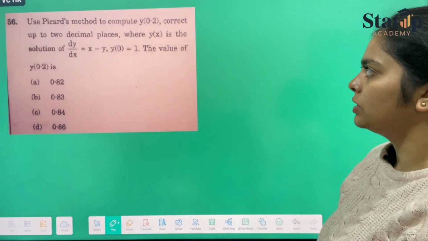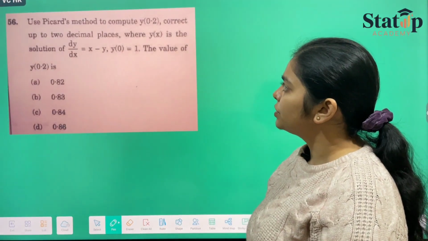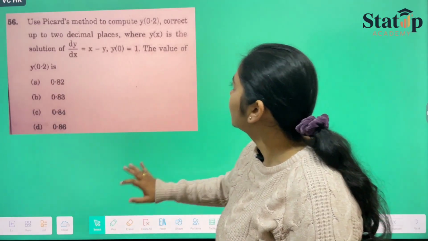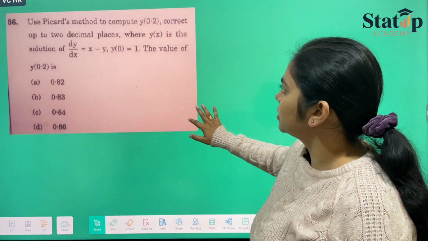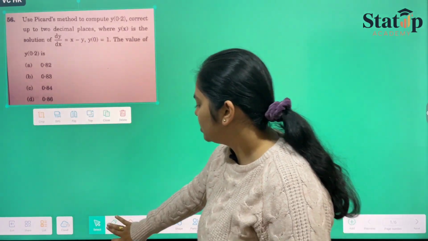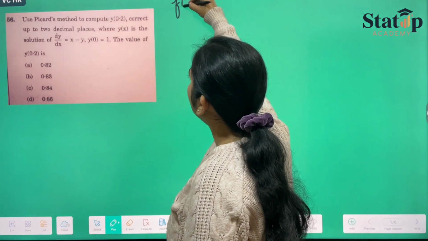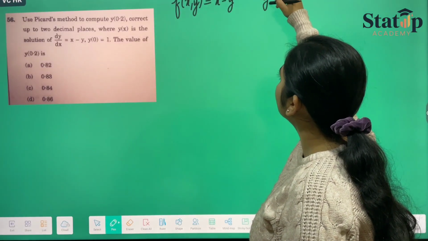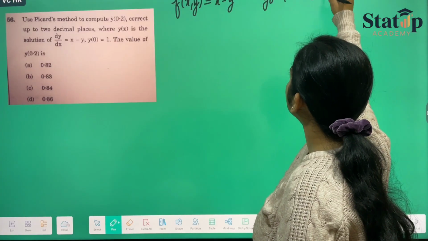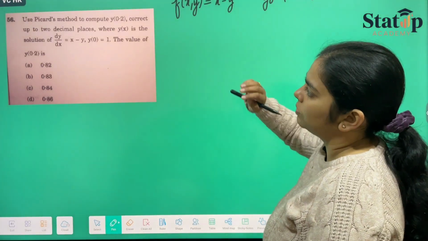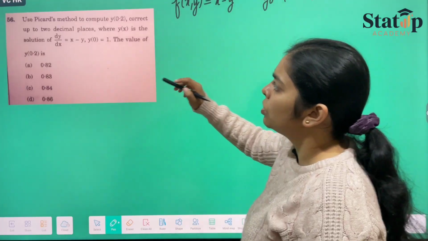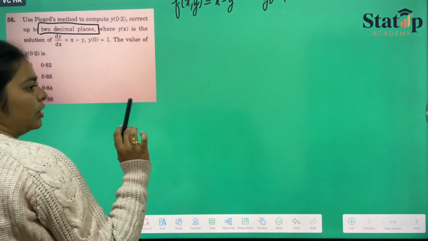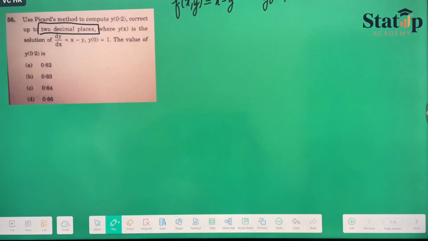Now moving forward to the last question of today's series, which is: use Picard's method to compute y.2 correct up to 2 decimal places. Okay, so they have given us the function f(x, y) equal to x minus y, and they have given us y naught equals 1 when x naught equals 0. Now we have to calculate y.2 up to 2 decimal places. They haven't said how much approximation we have to apply, but they have told us that the answer should be up to 2 decimal places.